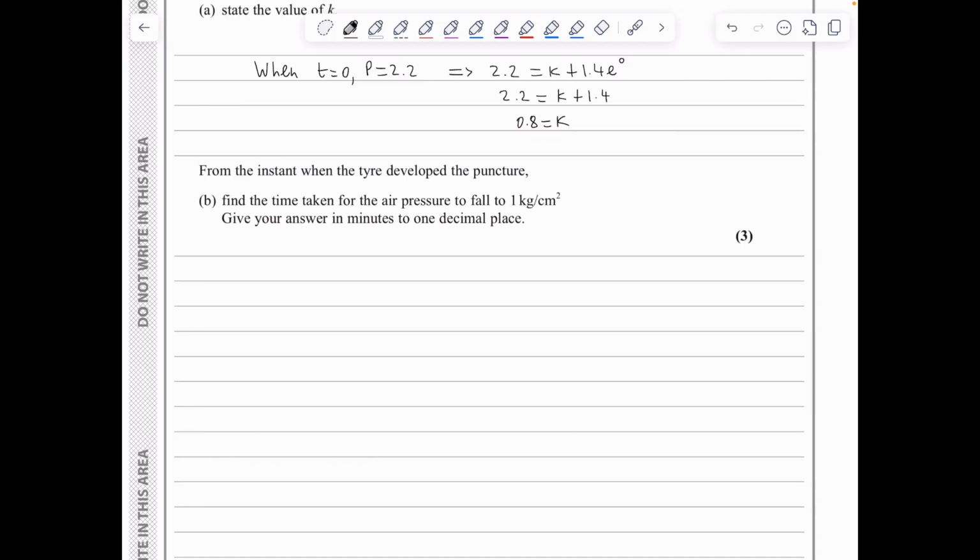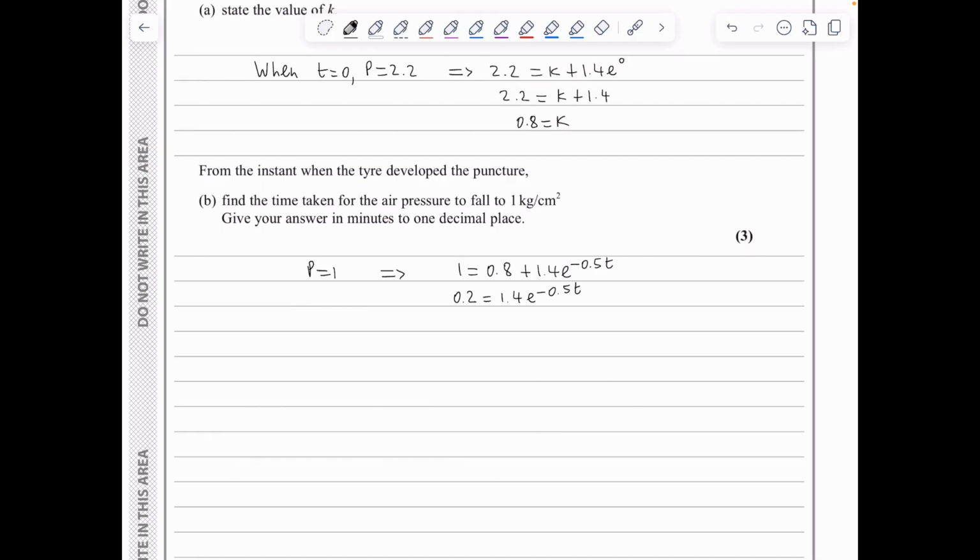Now, from the instant when the tire developed the puncture, we need to find the time taken for the air pressure to fall to 1 kilogram per square centimeter, and we need to give our answer in minutes to one decimal place. So we've got P is equal to 1, which leads to 1 is k, which we found to be 0.8, plus 1.4 e to the negative 0.5t, and we're trying to find the value of t. The first thing to do is move the 0.8 over to the left-hand side. So we've got 0.2 is 1.4 e to the negative 0.5t.